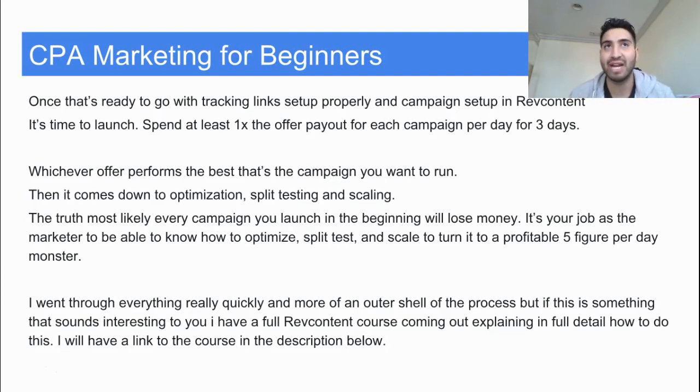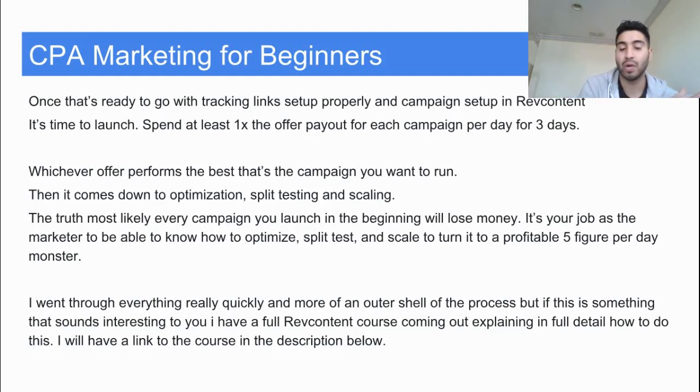A typical winning campaign is going to be between minus 60% and minus 40%, getting close to break even. It's going to be between minus 60% and break even. Those are typically a normal campaign. It's your job as the marketer to know how to optimize, split test, and scale to turn it into a profitable 5-figure per day monster. So again, it's going to be losing money in the beginning. It's your job to learn how to optimize, split test, and scale it, because that's what separates the successful affiliates from the newbie affiliates. It's the optimization, the split testing, the scaling, right?